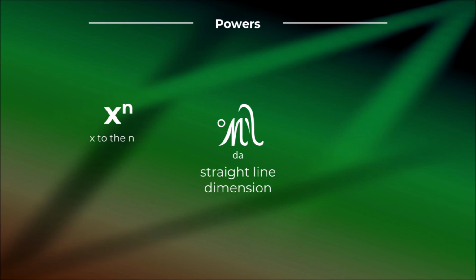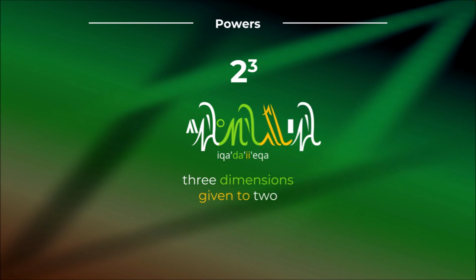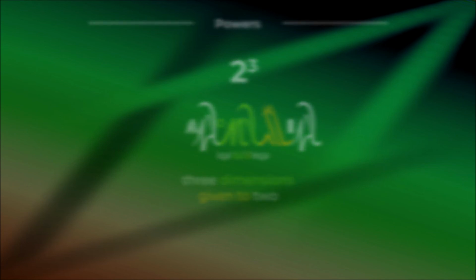Okay? Now then, how would we say, for example, 2 to the third in Ælis? Well, ika, da, gi, eka. 3 dimensions given to 2. And that's how we express powers. So we've now talked about 5 mathematical operations: addition, subtraction, multiplication, division, and exponentiation. But we're still missing an important piece of the puzzle, the equals sign.